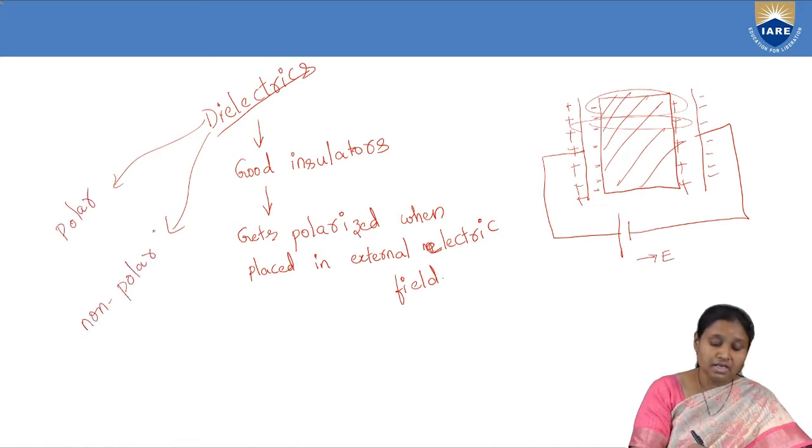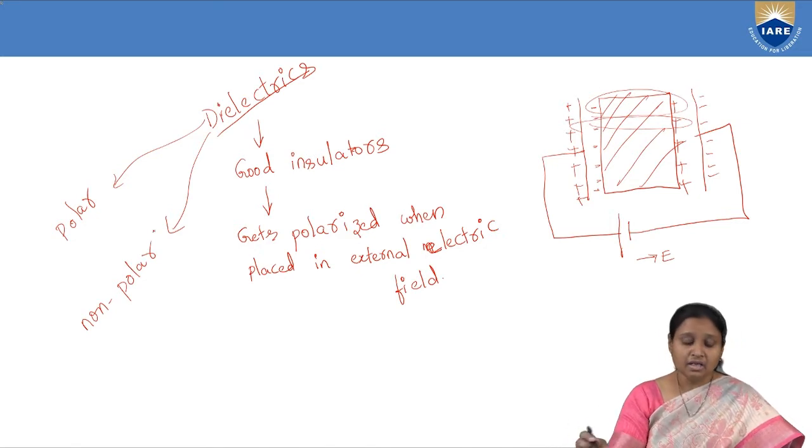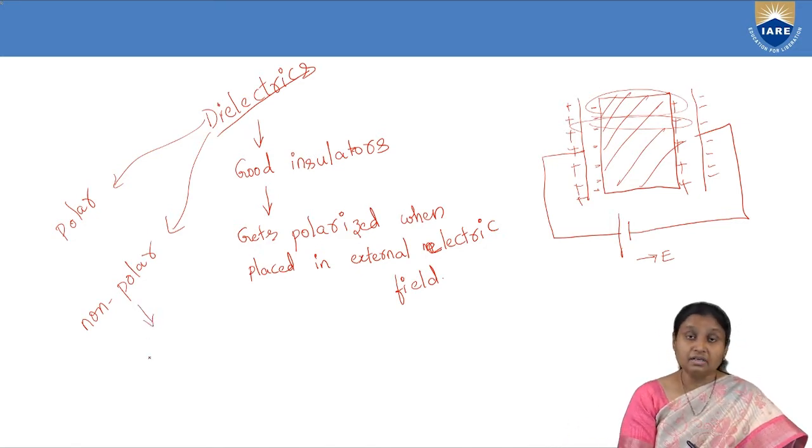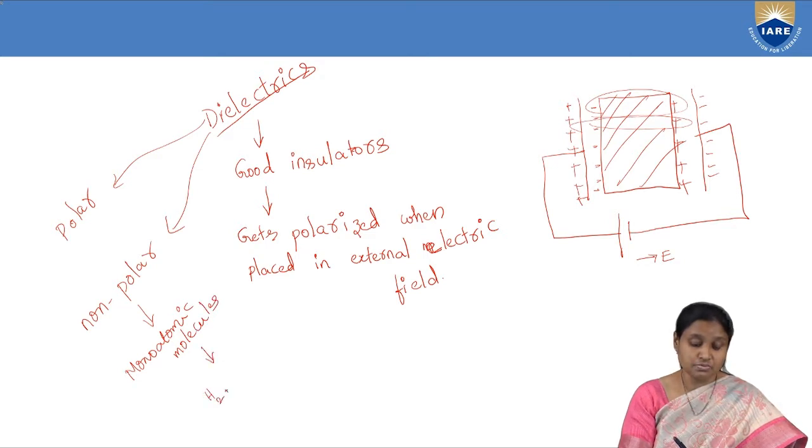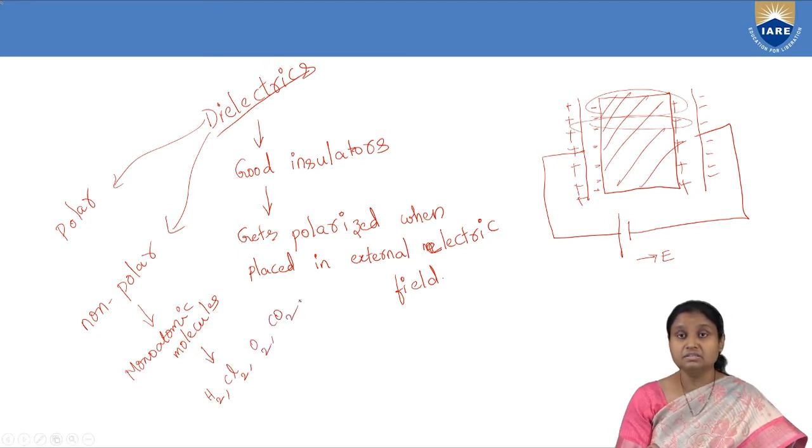So we have polar as well as non-polar dielectric. And when we talk about non-polar dielectric, it generally occurs in materials which consist of monoatomic molecules. So here they consist of monoatomic molecules. And if we try to take examples of these monoatomic molecules, we have H2 and then we have Cl2, O2, and then even we have our carbon dioxide and so on.